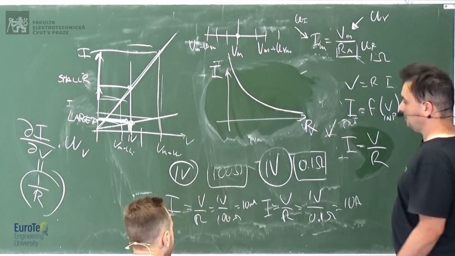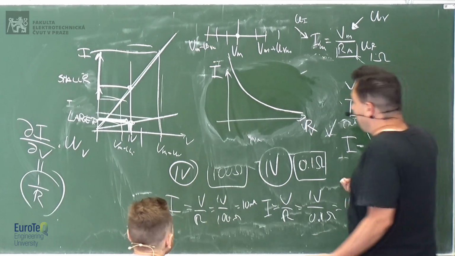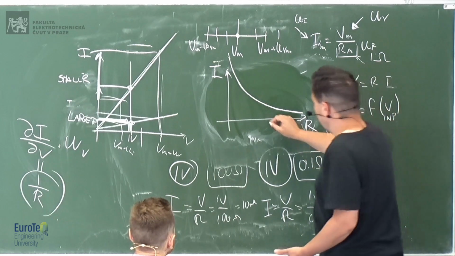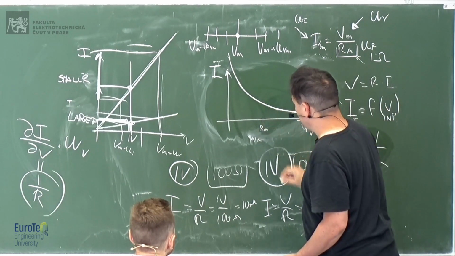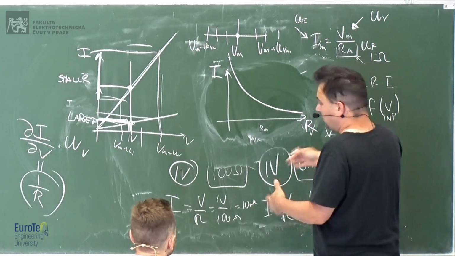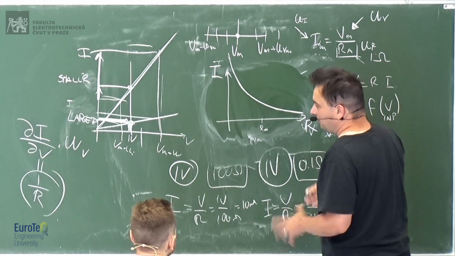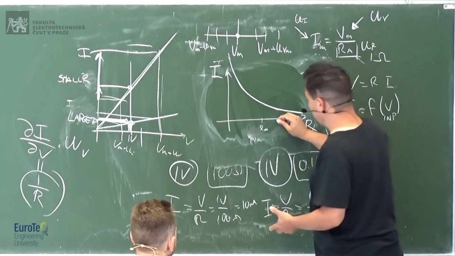I wanted to make it linear, but no, it's not. Why not? It's not linear, okay? And again, you do the same thing here. You say that this is R, the value that you measure or calibrate, the nominal value of the resistor, 1 ohm. Then you have the tolerance, fine, you calculate the uncertainty.